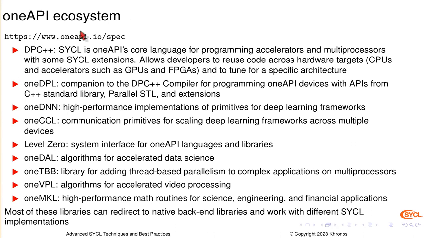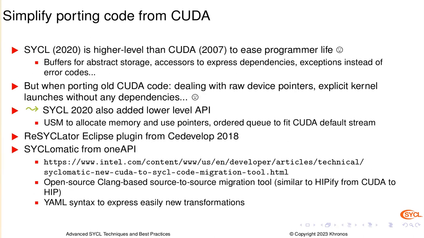Just to give you an idea, you have a lot of libraries in oneAPI. In the HPC world, you might be interested in oneMKL, for example. And obviously there is DPC++, the SYCL compiler, which is at the center of oneAPI. And obviously there is this elephant in the room: you have some CUDA code, and you might want to port it to SYCL. That's a long story. That's why USM has been added to SYCL, to help porting CUDA code with this kind of lower-level programming model.